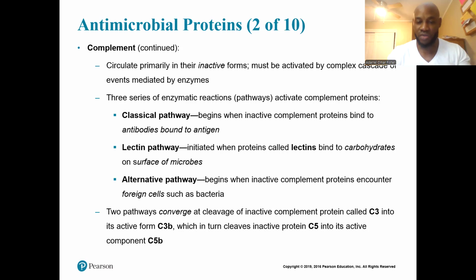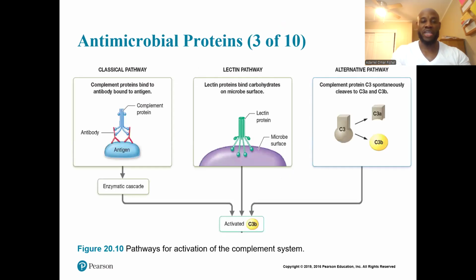The pathways converge at cleavage of the inactive complement protein called C3 into an active form, C3b, which in turn cleaves C5 into its active component, C5b. And so we have these different ways to activate these complement proteins. Right? They get activated by these different pathways.